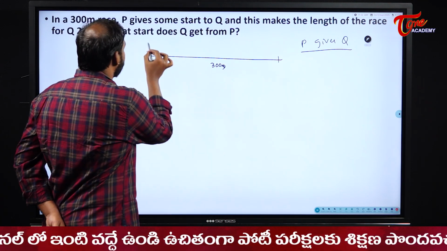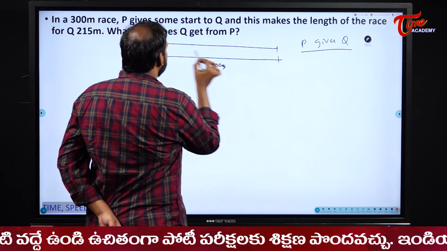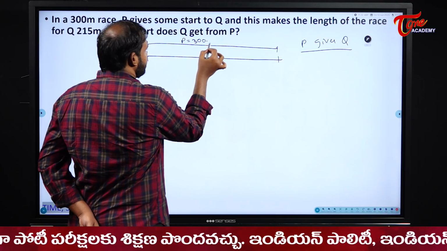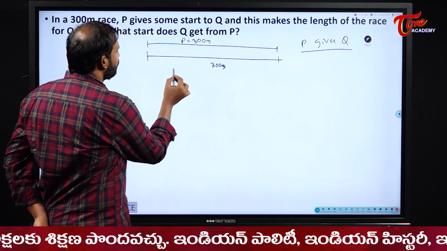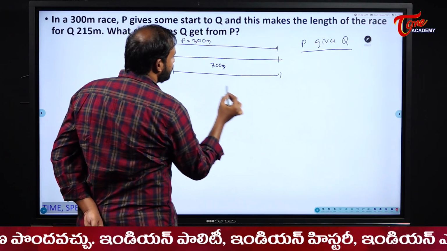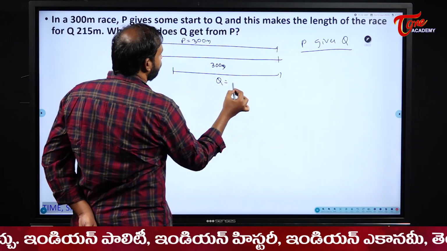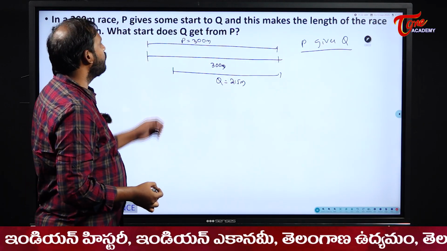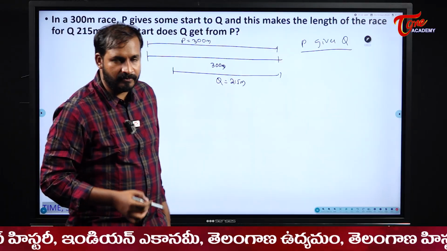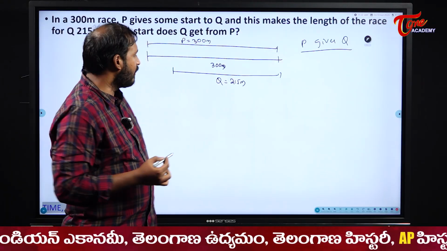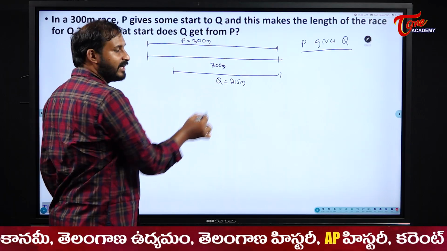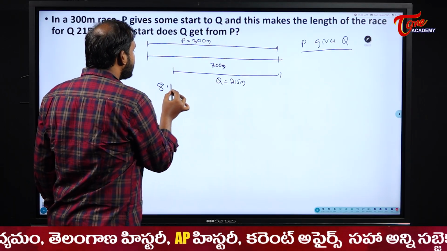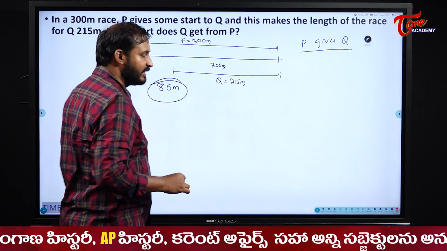P, sorry. Because P is giving, P here will cover the total 300 meters. And Q is covering what distance here, students? Q is covering just 215 meters. Now tell me from this, how much start was given by P to Q? Obviously the difference, 300 minus 215, what does it become? 85. That means P gives Q a start of 85 meters.